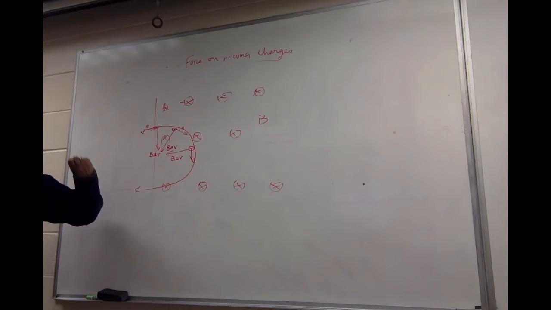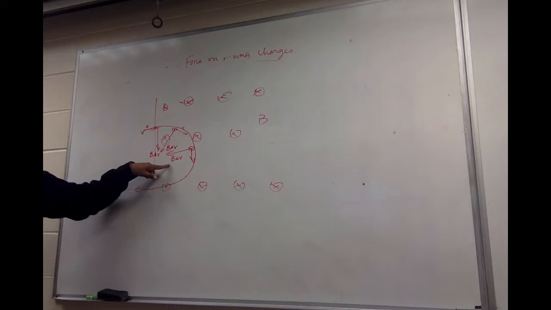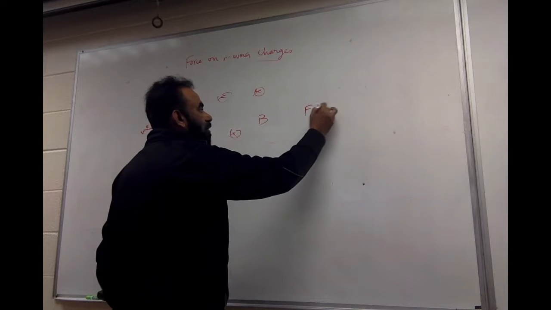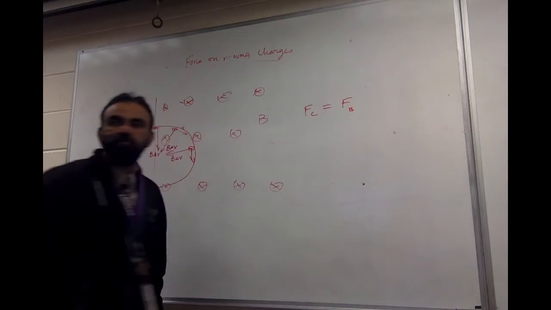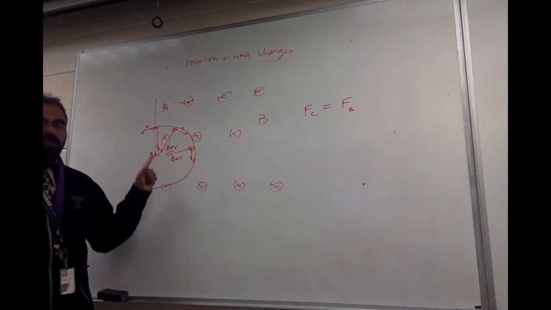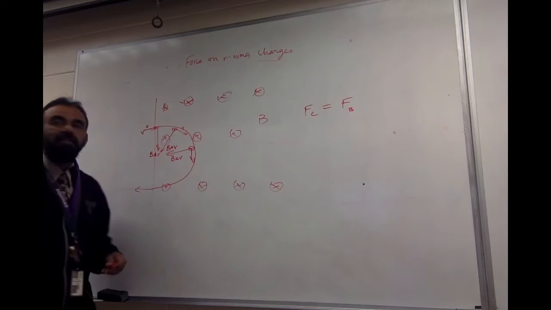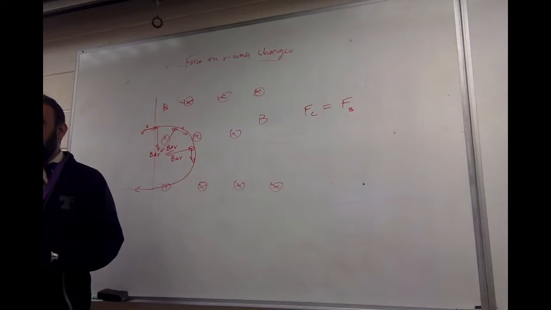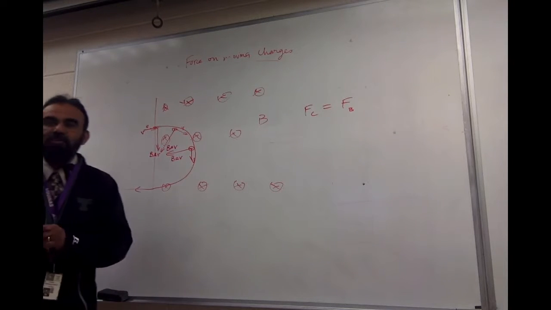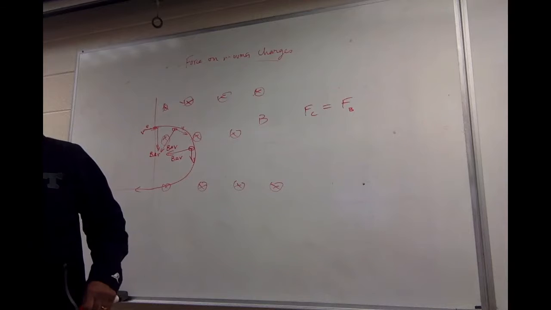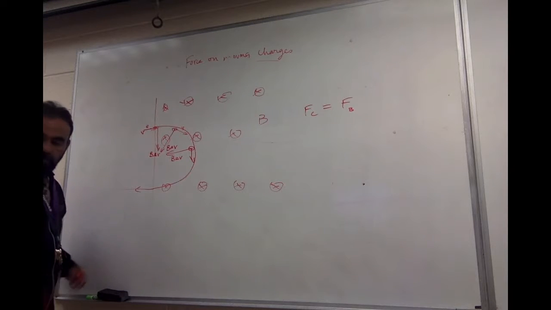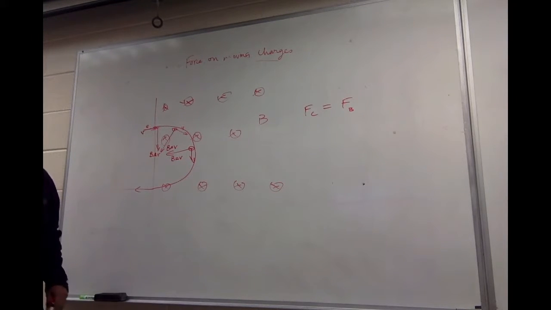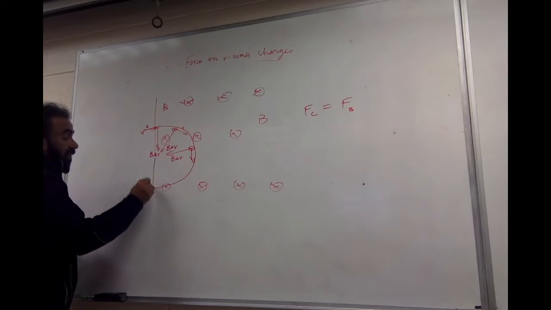The centripetal force towards the center is provided by the magnetic force. So definitely the electron is going to describe a circular path. Not necessarily a complete circle, but yes, it is describing a circular path. Of what radius? Of radius r.